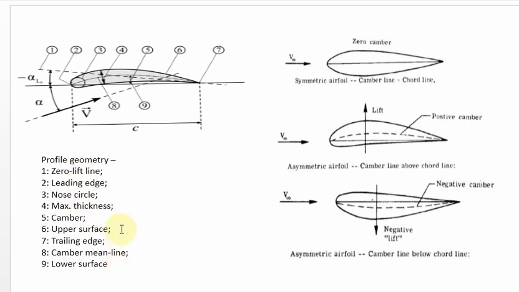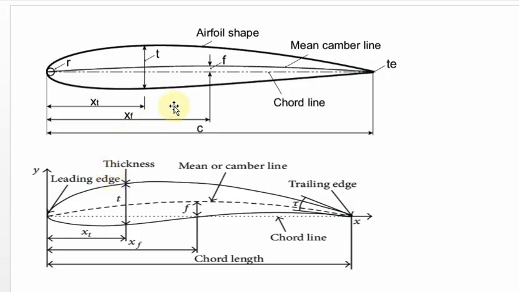Okay, so in this picture you have to know the meaning of the zero lift line. Again, some more important terms. The camber is nothing but the distance between the mean camber line and the chord line. So here we must know the location of the camber. See here, f denotes the camber value. Camber is nothing but the distance between the mean camber line and the chord line.